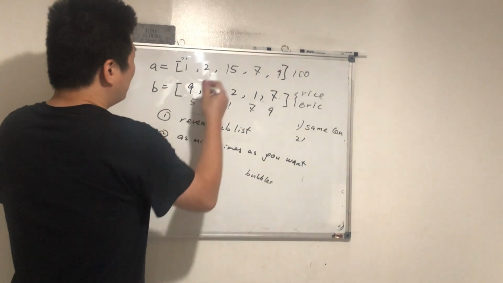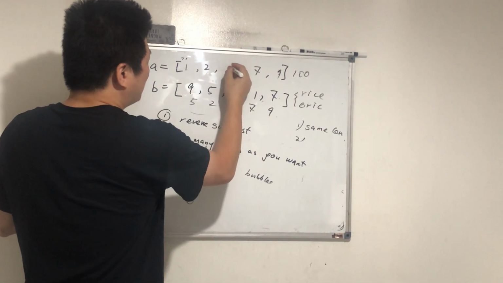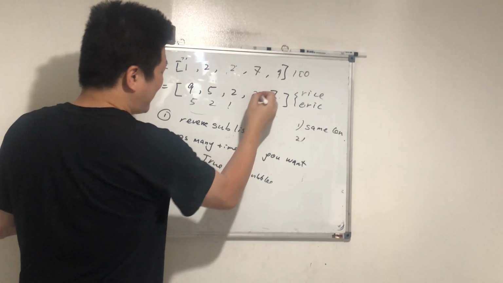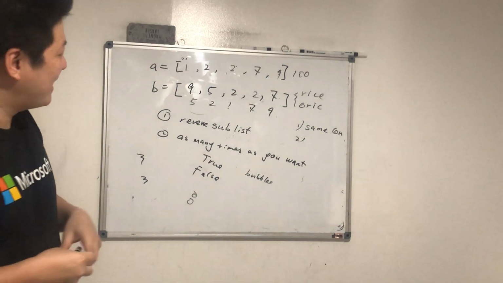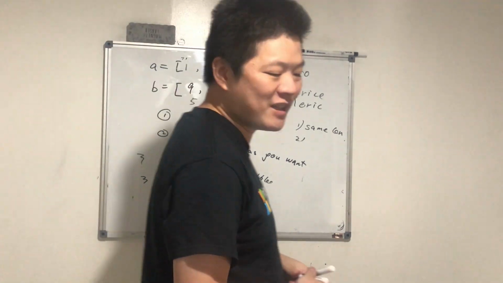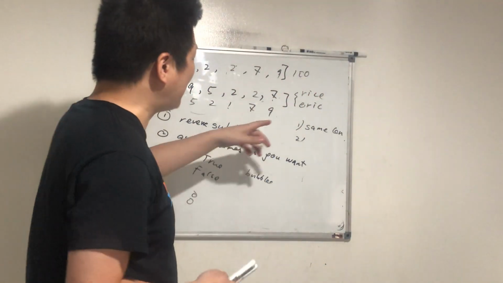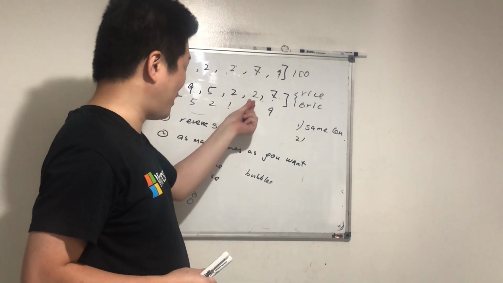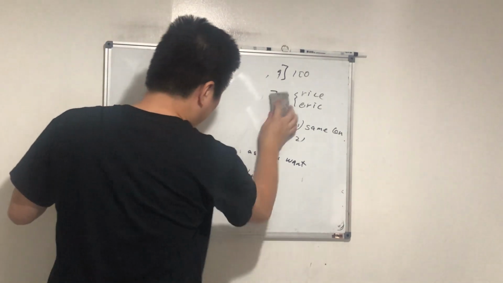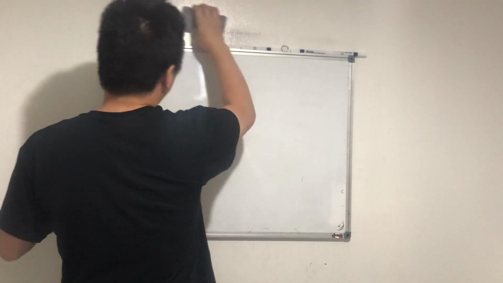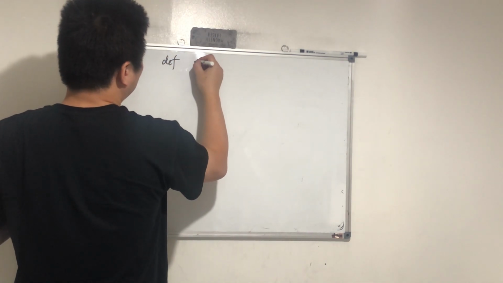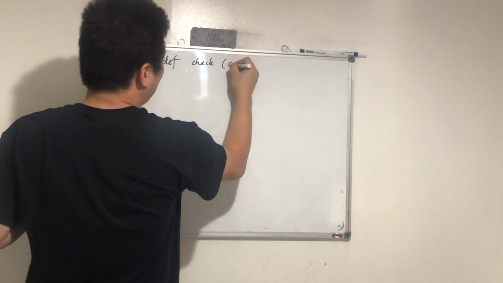If there are two twos here, there needs to be two twos there too. If there's a 17 here, there needs to be a 17 there. And how can we check for an anagram? Instead of strings, we're checking whether two lists are anagrams. So how can we check it? Let's say there are two lists, A and B.